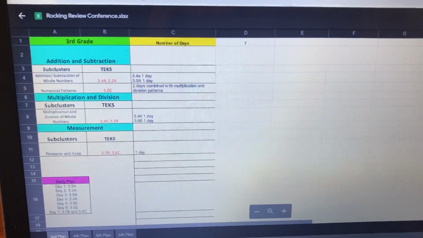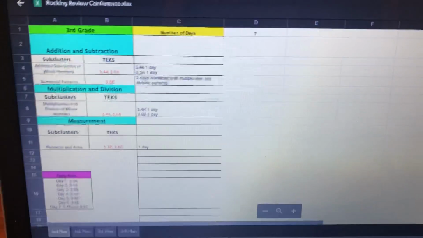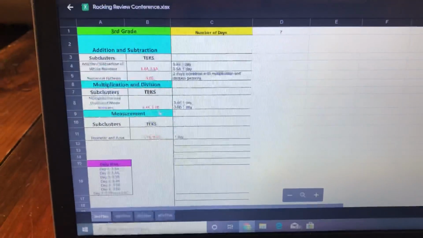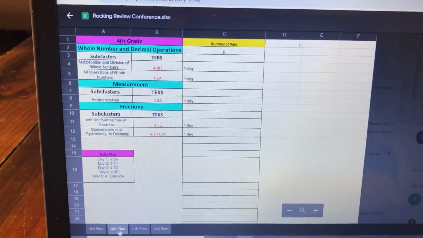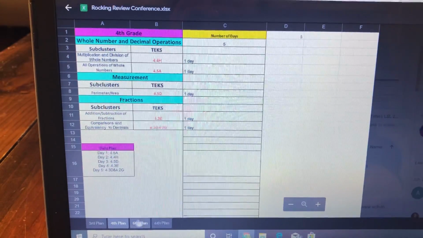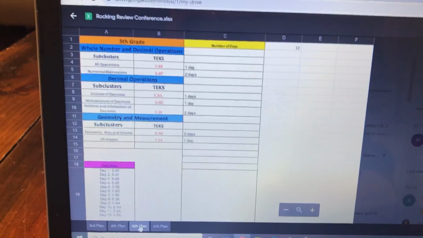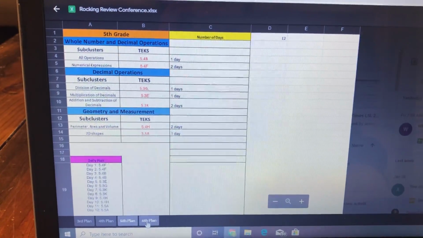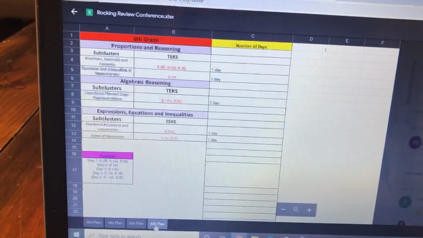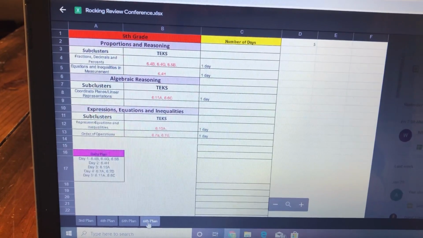I know it's different for us, but 3rd grade has 7 days of review, because certain grade levels have more TEKS. 4th grade is one of them. They only have 5 days of review based on our scope. 5th grade, however, has 12 days before their first administration. Pretty awesome. And 6th grade only has 5 days as well.